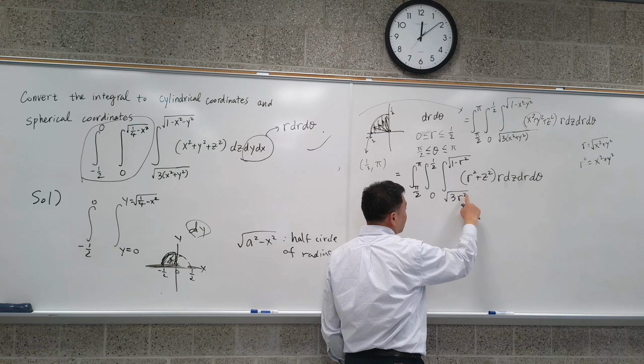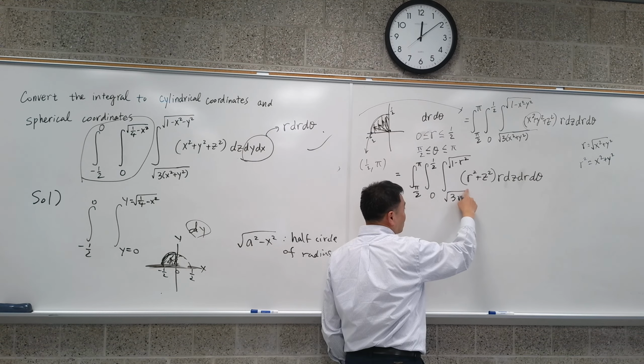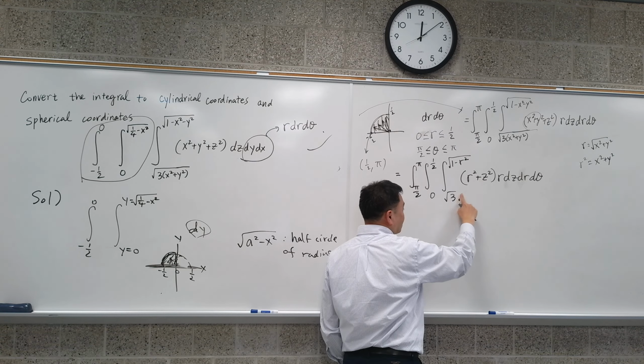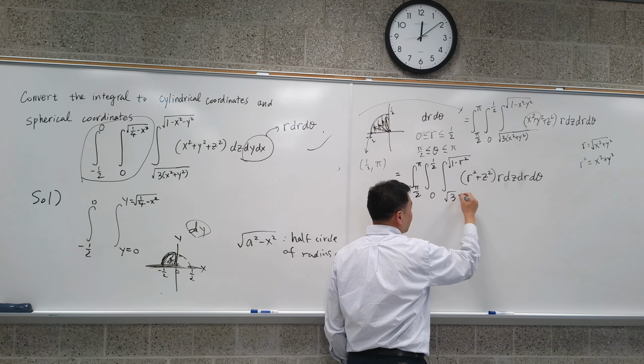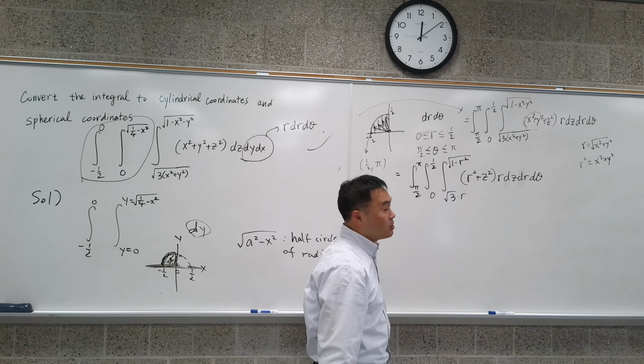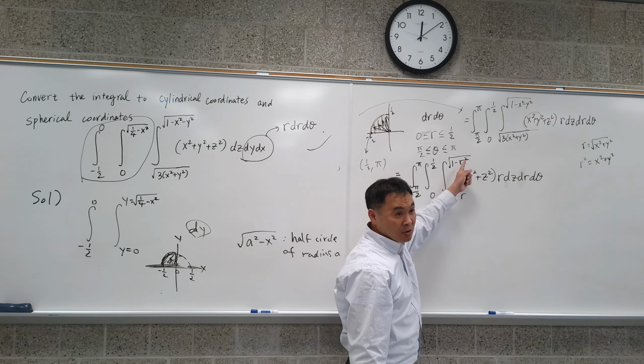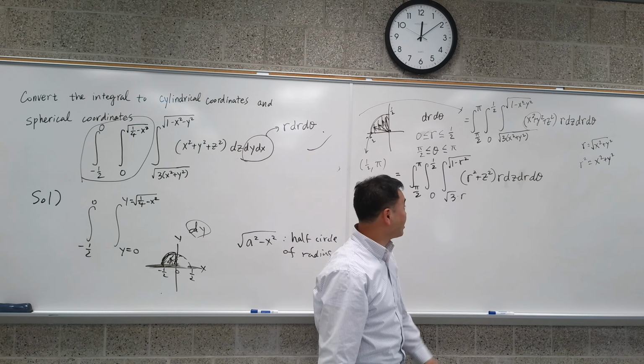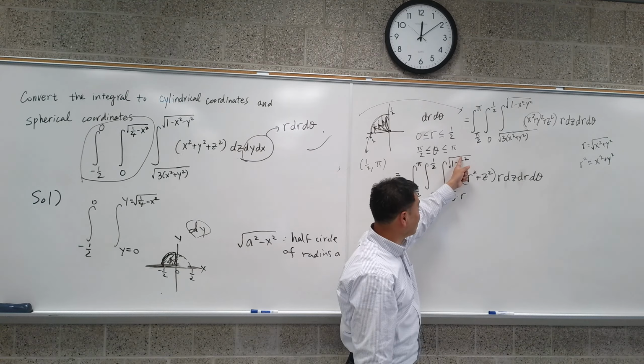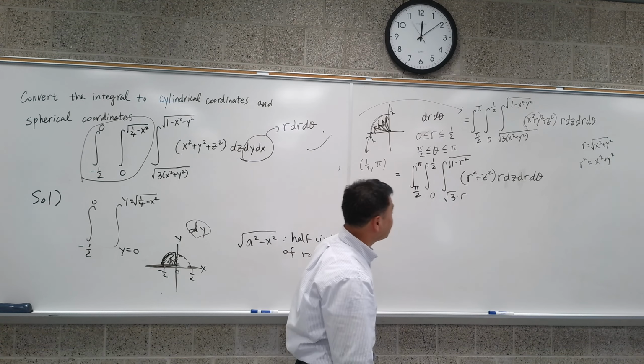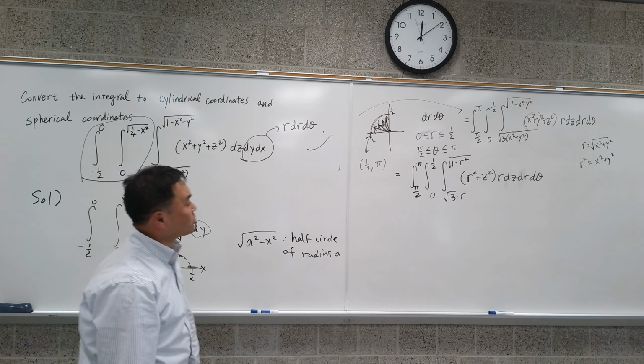You could cancel this 2 with the square root and rewrite it like this: square root of 3 times r. That makes it slightly better. Don't try to cancel these two though, because of the 1, it can't cancel. This squared and that square root cannot cancel because of this 1. Okay, so that's your cylindrical coordinate system.